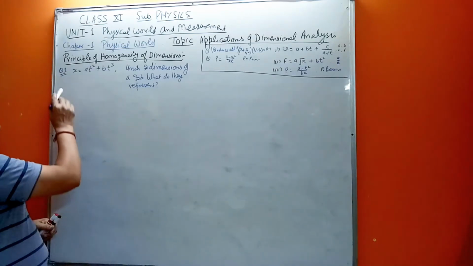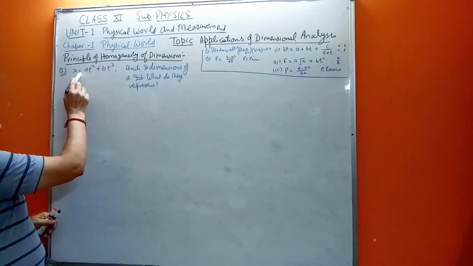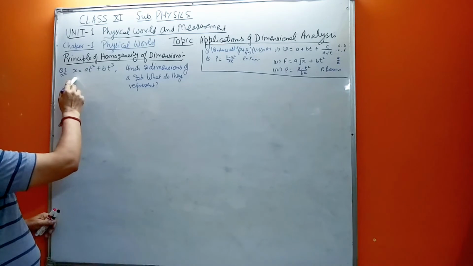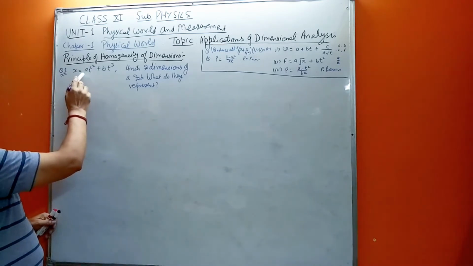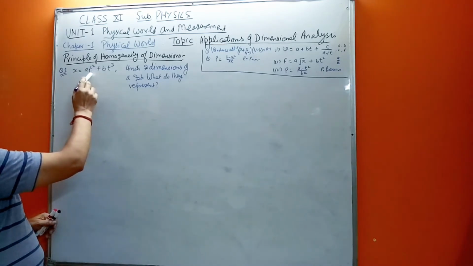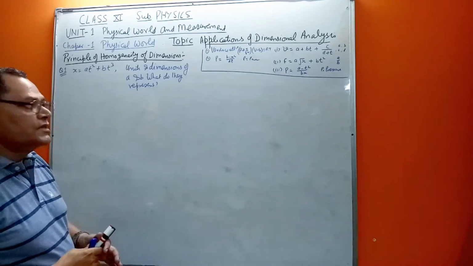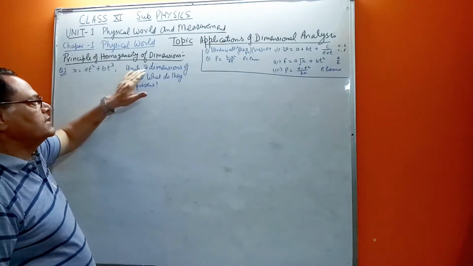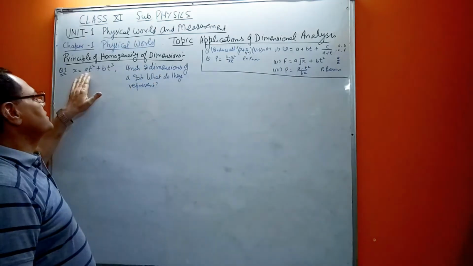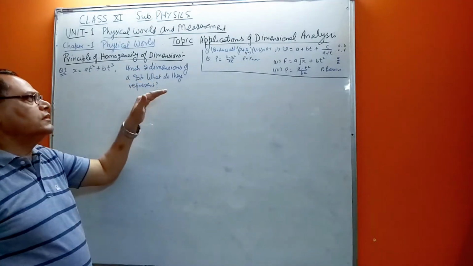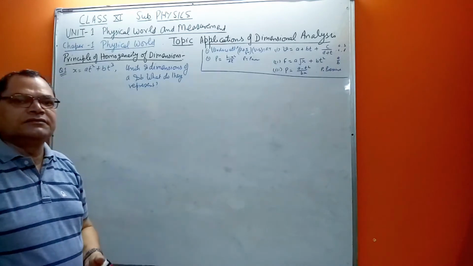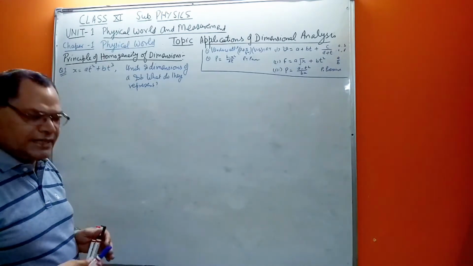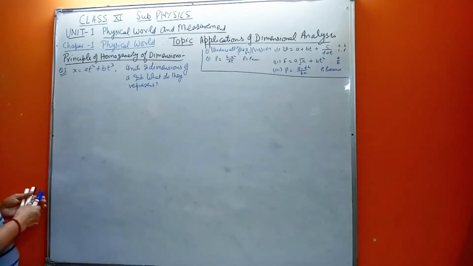So let us take the first question. x is equal to at square plus bt cube, where x is the displacement, a and b are constants, and t is the time. In this expression we have to find out the units and dimensions of these constants a and b and what they represent. We have to do all this on the basis of dimensions. So let's start.